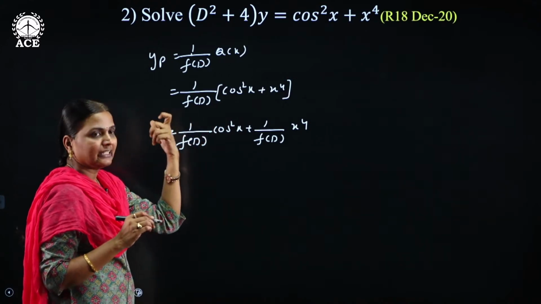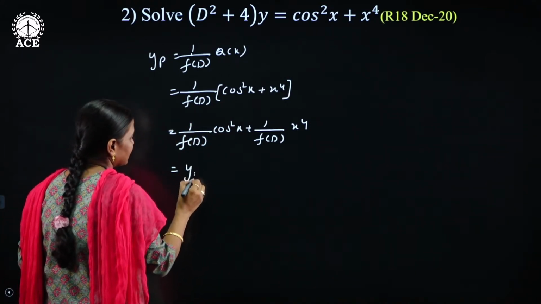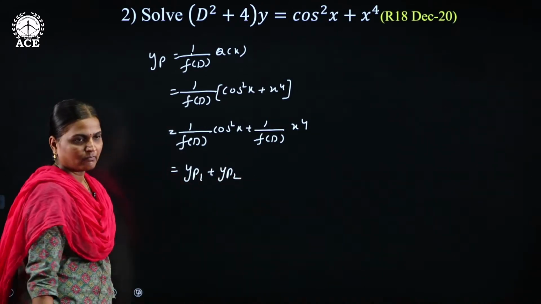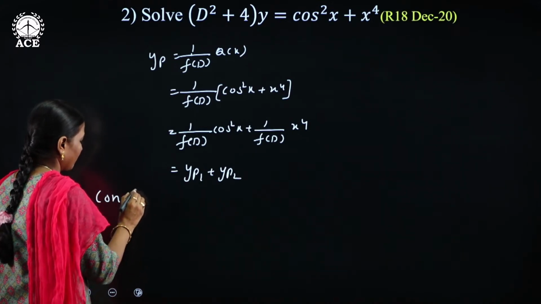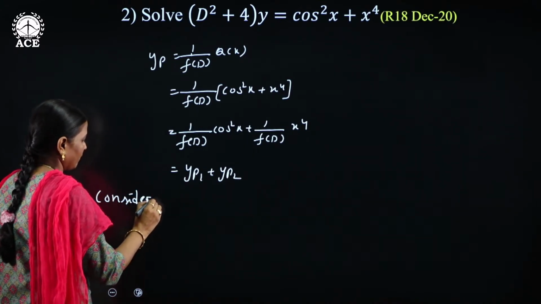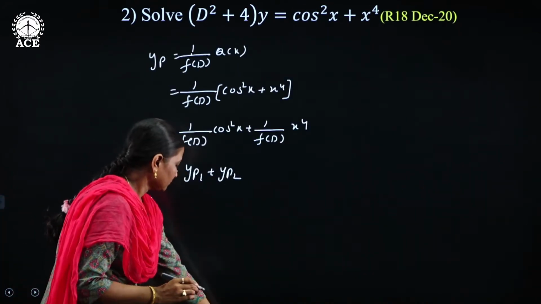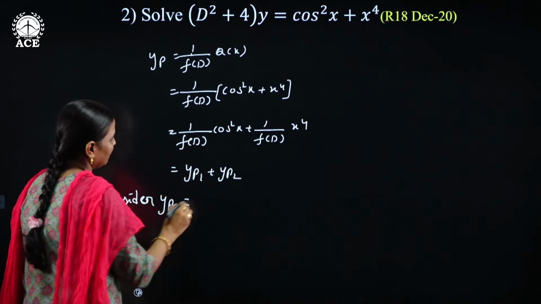So here q of x contains two different terms. Here apply different methods to write the particular integral. So that's why consider yp1 and the second one yp2. So consider yp1.